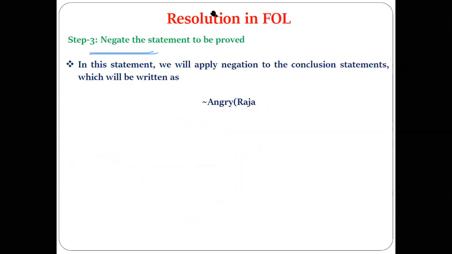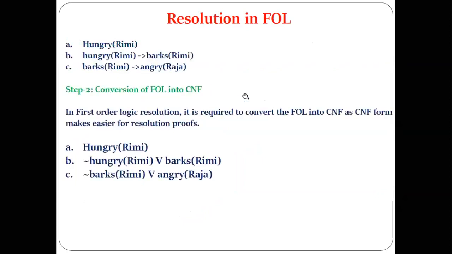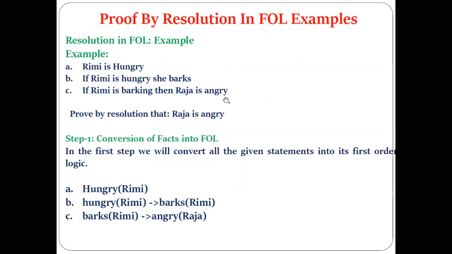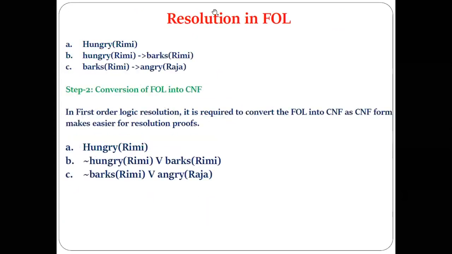Now what do we have to prove? Raja is angry. That we negate. Negation angry Raja. Here must be a parenthesis, correct? Okay, we have not converted it. So during FOL you must convert this part also. As well as when you are converting these facts, if possible you also need to convert the things which are getting proven true. Correct? Now here, what will be the conversion?